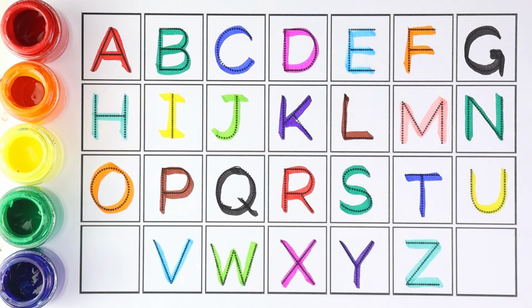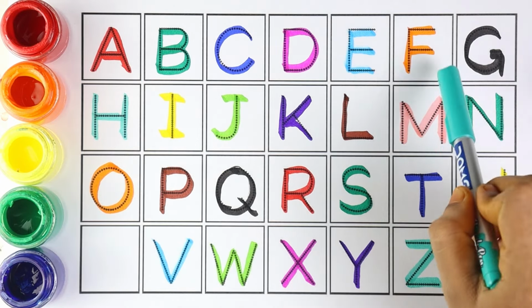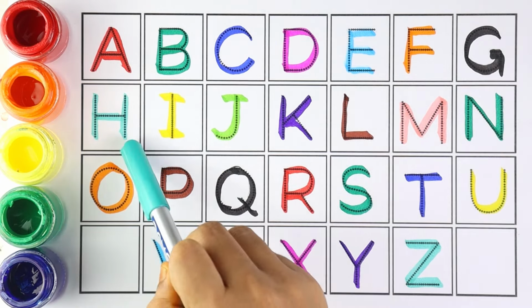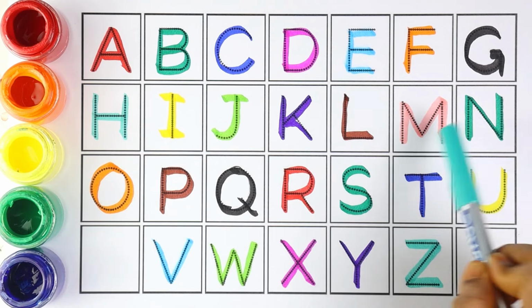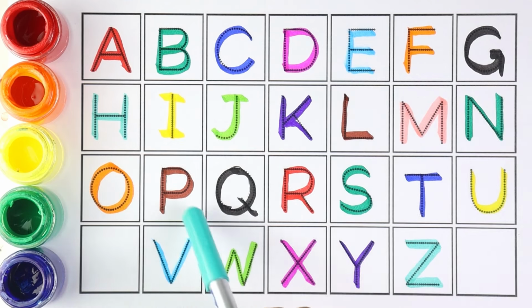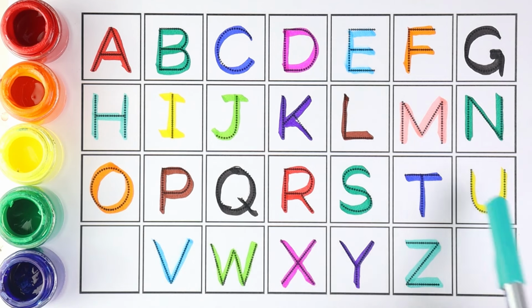Now let's read from A to Z. A, B, C, D, E, F, G, H, I, J, K, L, M, N, O, P, Q, R, S, T, U, V, W, X, Y, and Z.